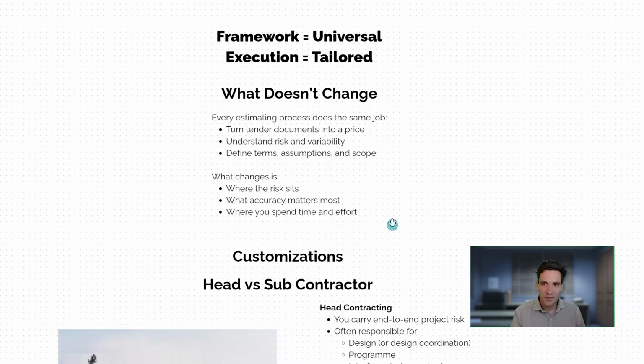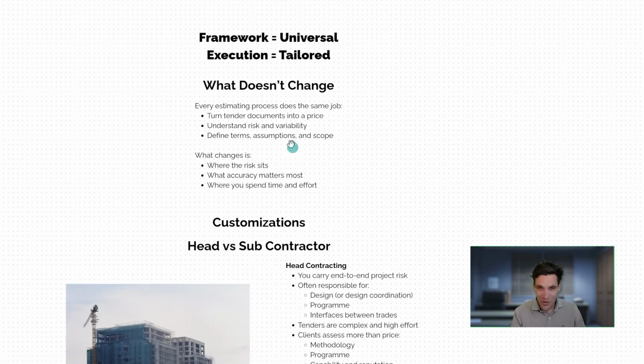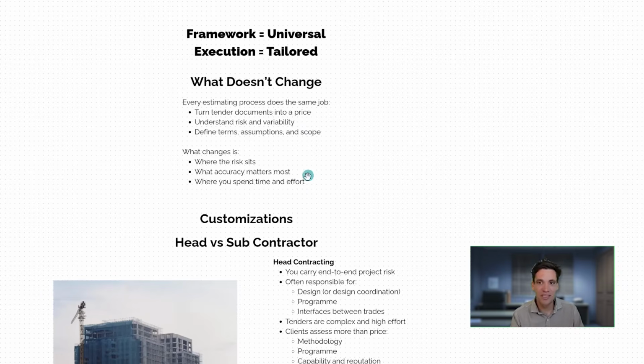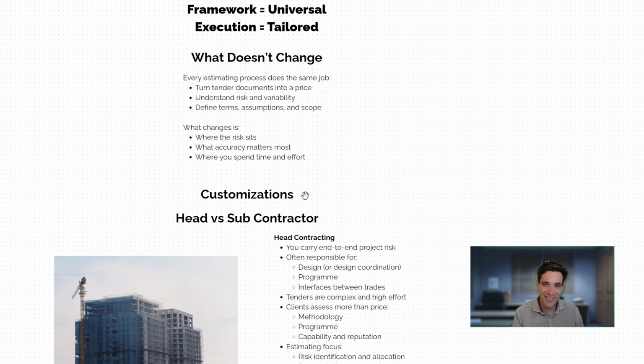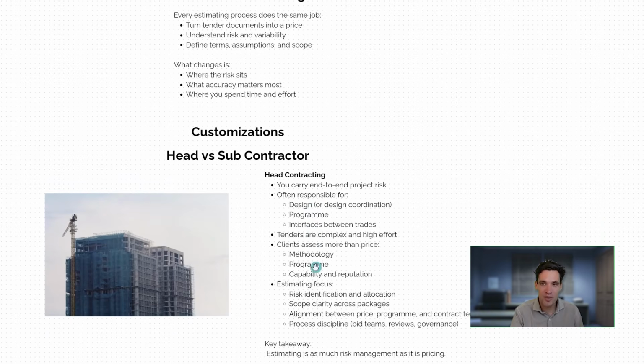To finally wrap up and finish this course, I want to talk about how you take this estimating process, everything we've talked about, and apply it to the type of bids and projects you're working on. A framework is universal, but the execution, how you follow the process, is always going to be specific to the types of projects you're working on. So really, the overall process isn't going to change: it involves turning your tender documents into a price and terms and conditions. It's about understanding risk and variability. What is going to change is where the risk sits, how much risk you're taking on, how much time you have to prepare your tenders, what accuracy matters most, and basically where you're spending your time and effort.